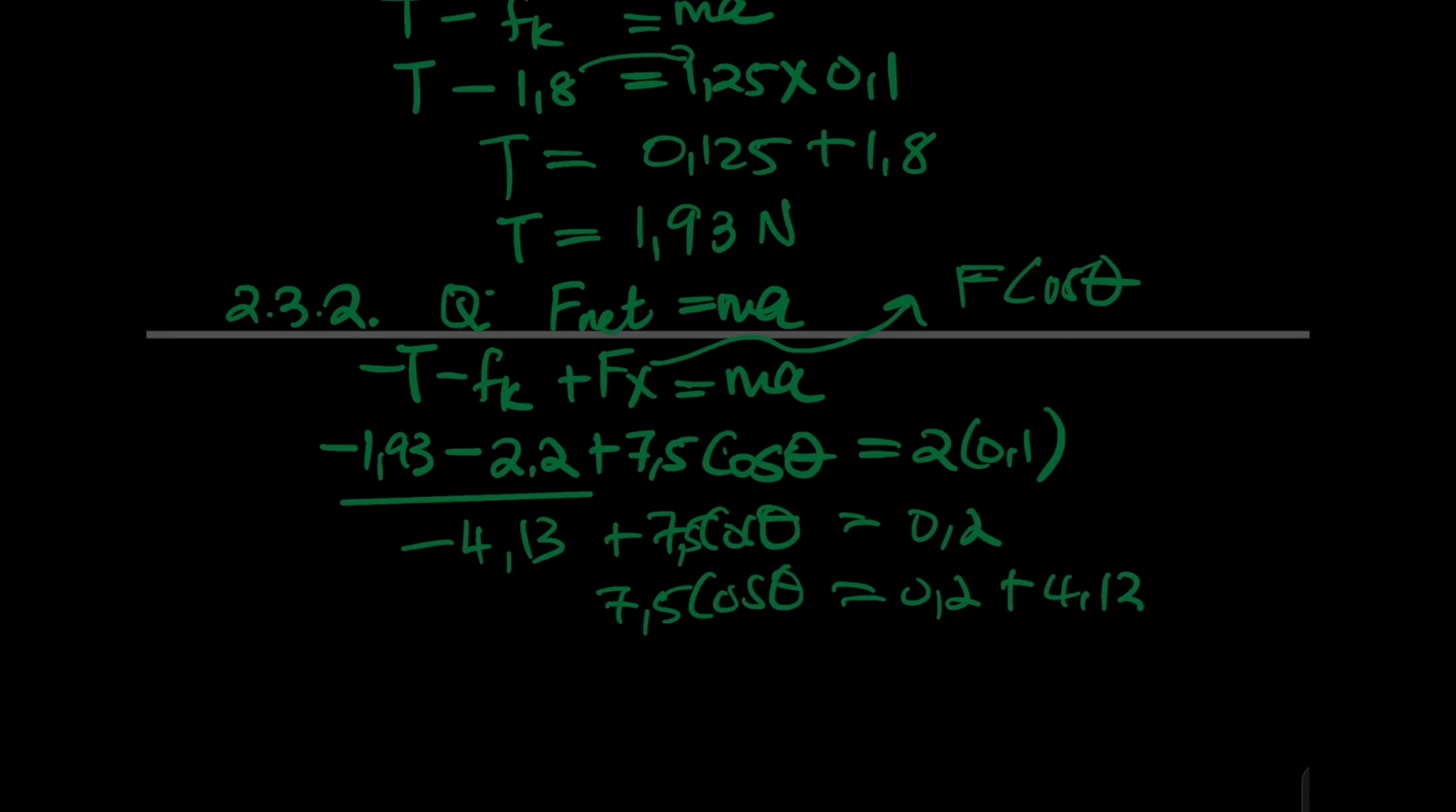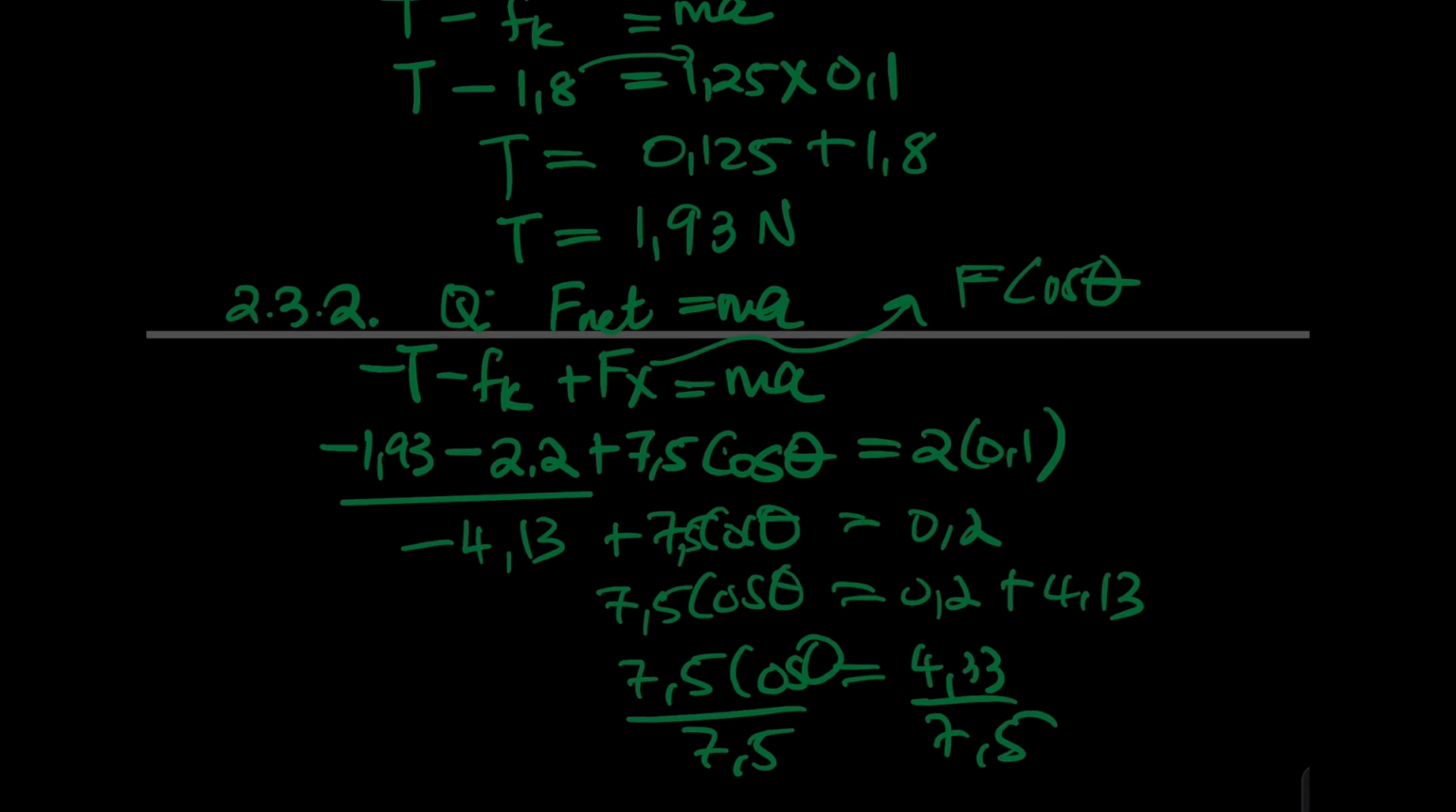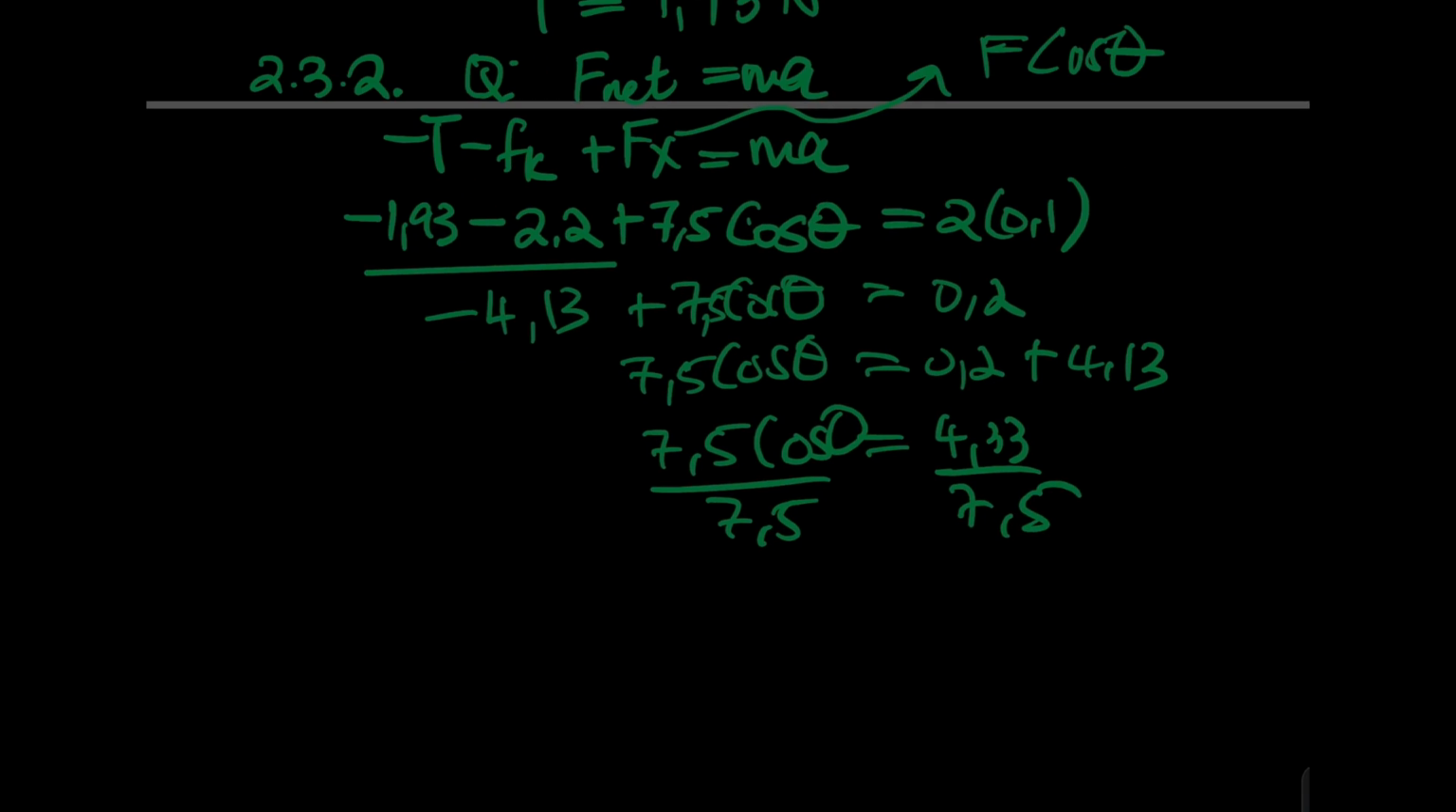I hope you get that. So 0.2 plus 4.13 is 4.33. 7.5 cos theta, and then we know we divide by 7.5 on both sides. Then our cos theta is going to be 0.5773. We're not done yet.